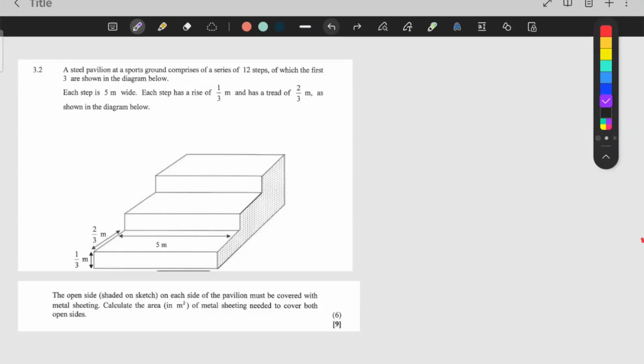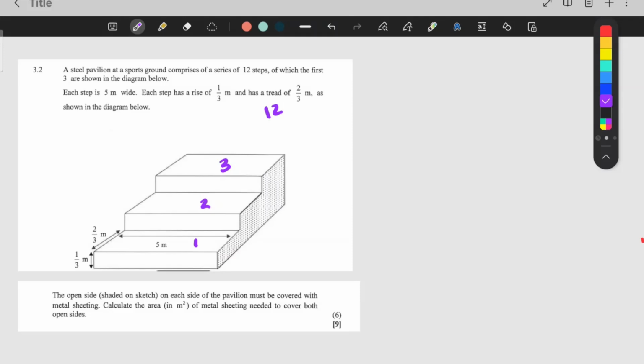Question 3.2 says, a steel pavilion at the sports ground comprises a series of 12 steps. Okay, so there are 12 steps, of which the first 3 are shown in the diagram below. So only 3 steps are shown. That's step number 1. There's the second step. There's the third step. And it will go up until step 12.